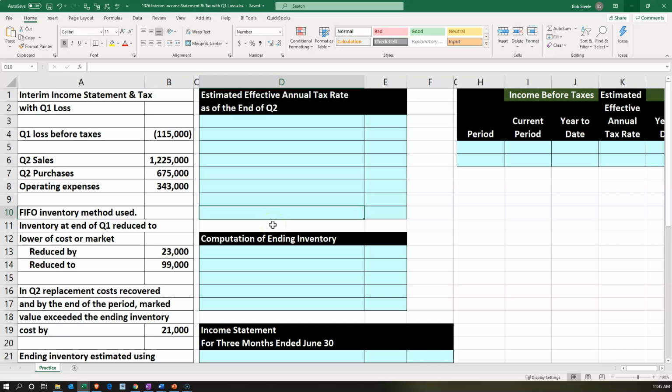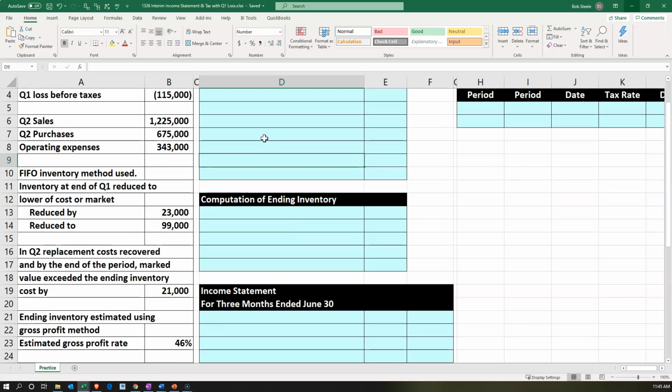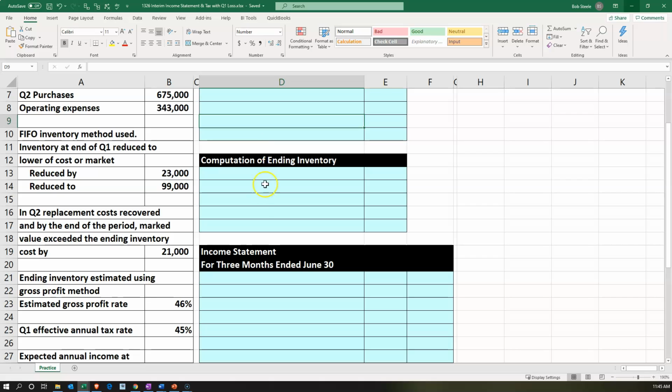Here we are in Excel. We have our information on the left-hand side. We're going to put that into the blue area in our worksheets on the right-hand side. Those worksheets will include an estimated effective annual tax rate as of the end of the second quarter, Q2. So we're going to be thinking that we are in the second quarter at this point in time, and we're going to be putting together the information as of that point in time, an interim time period then for the 3 months ended second quarter.